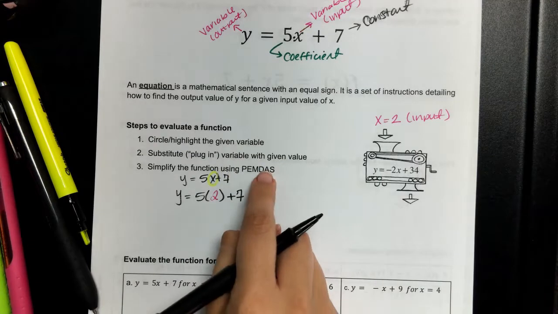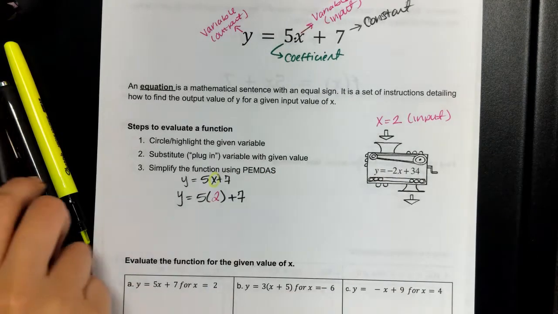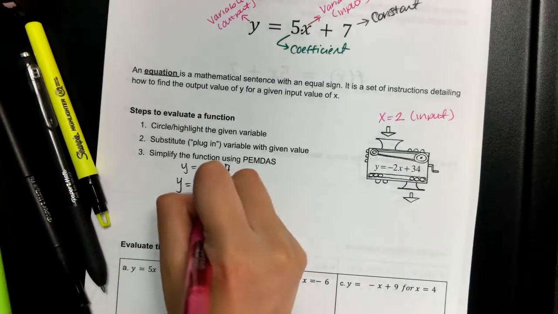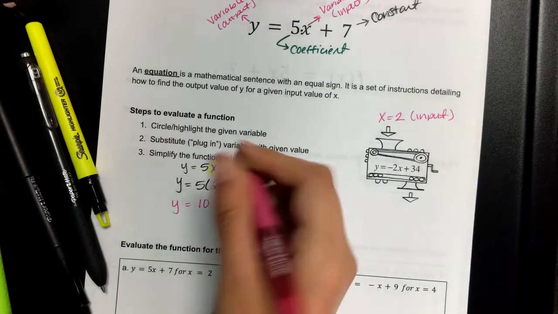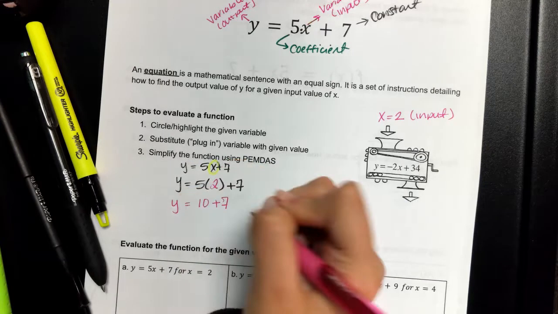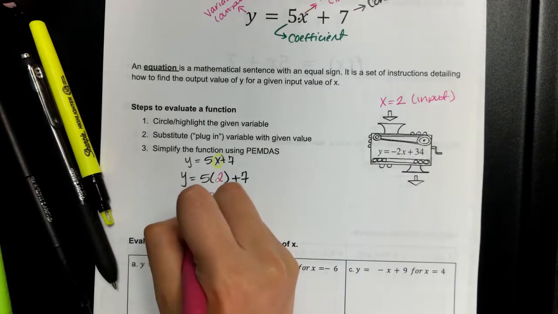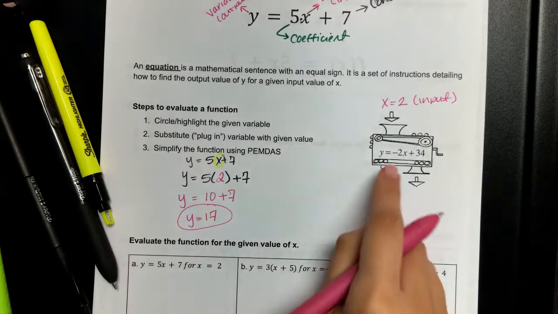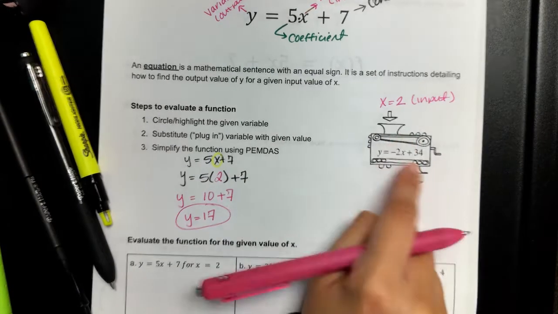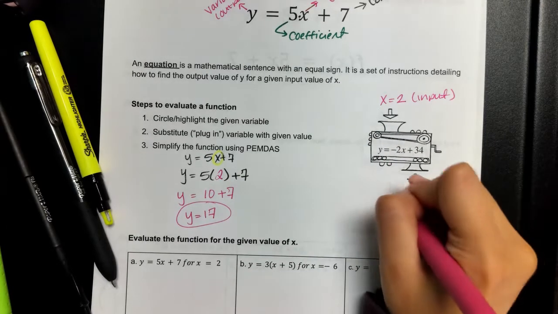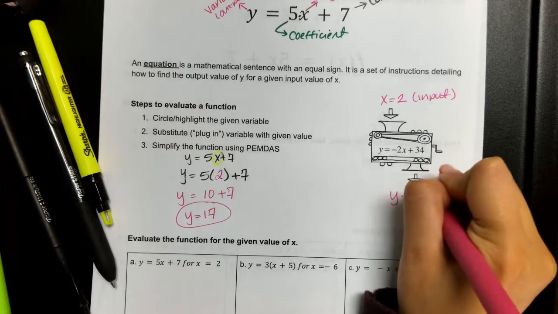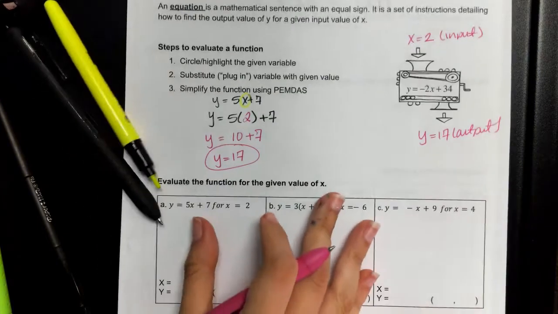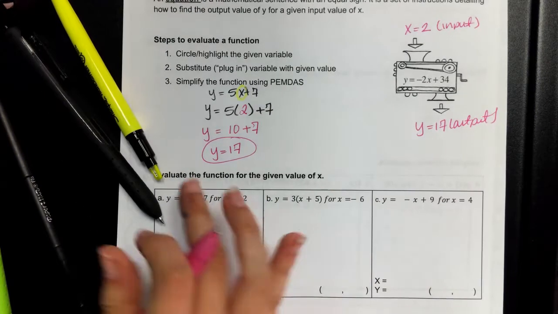From here, we use PEMDAS. Parentheses first, so 5 times 2, which is 10. Bring down my plus 7. 10 plus 7 is 17. So when x equals 2, we put it into our equation, we get an output of 17. So let's do some more examples.